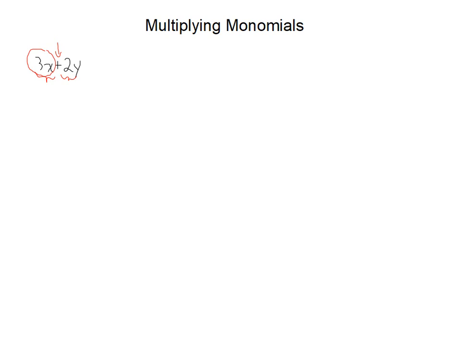So here are some examples of monomials. So 3x by itself would be a monomial. 2y would be a monomial. It doesn't have to be a simple expression like this. It could be much more complex. So for example, negative 7x squared y cubed z would be an example of a monomial.